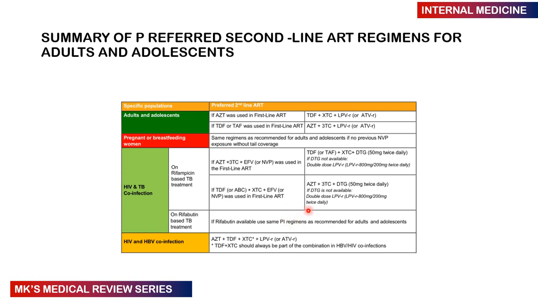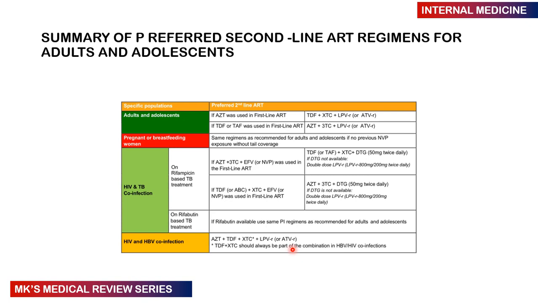Then, of course, those that are co-infected with HIV and hepatitis B, we actually put them on AZT, TDF, XTC, plus boosted Lopinavir. So these are 4 drugs. TDF and XTC should always be part of the combination in all patients that have HIV and hepatitis B because it's effective. Once we withdraw these drugs, we may actually exacerbate the hepatitis.